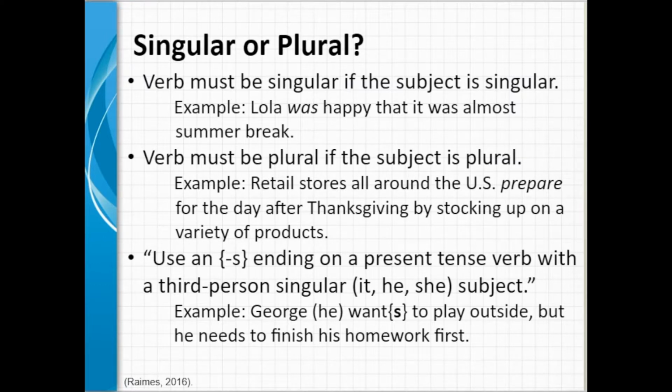Additionally, use an ES ending instead of an S ending if the base word ends in the letters CH, O, SH, X, and use an IES ending for base words that end in the letter Y.